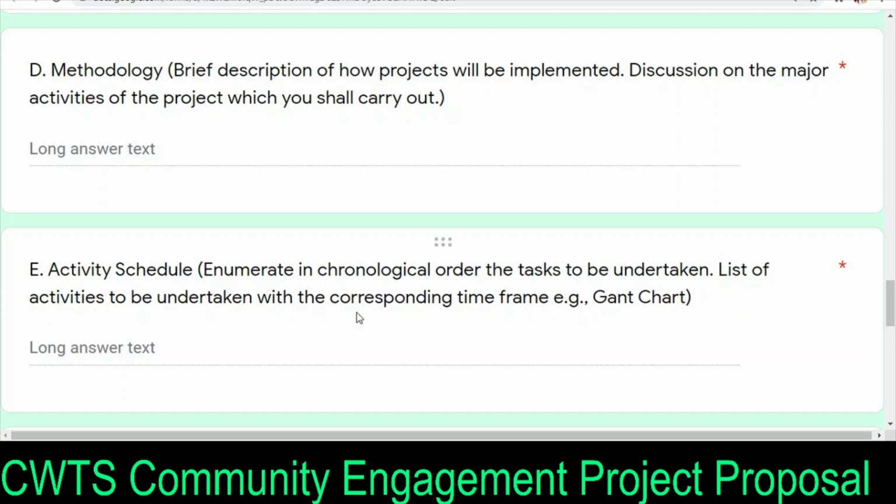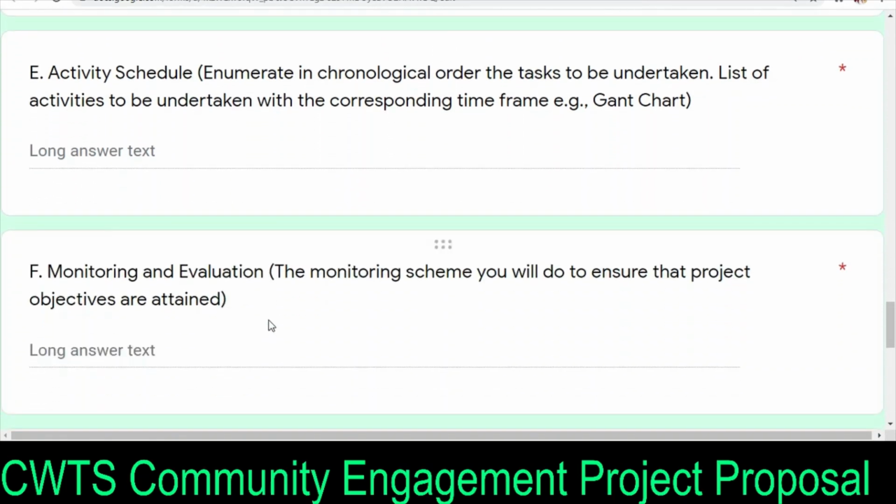Like if you would like to identify their background, how long? If you will introduce the intervention, how long? So that is the activity schedule. F is monitoring and evaluation.